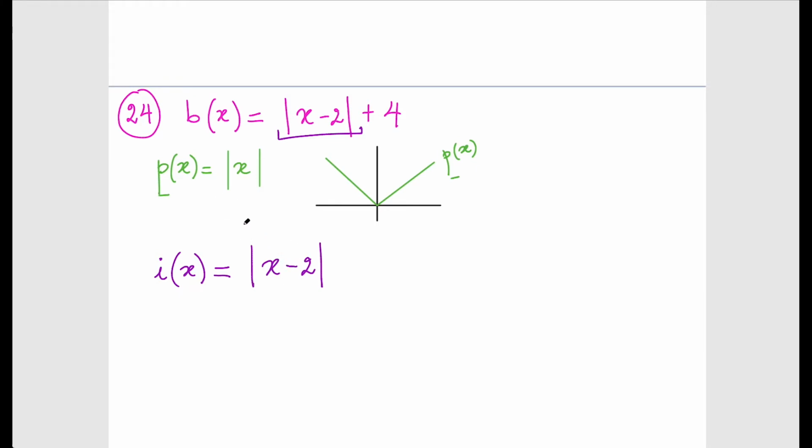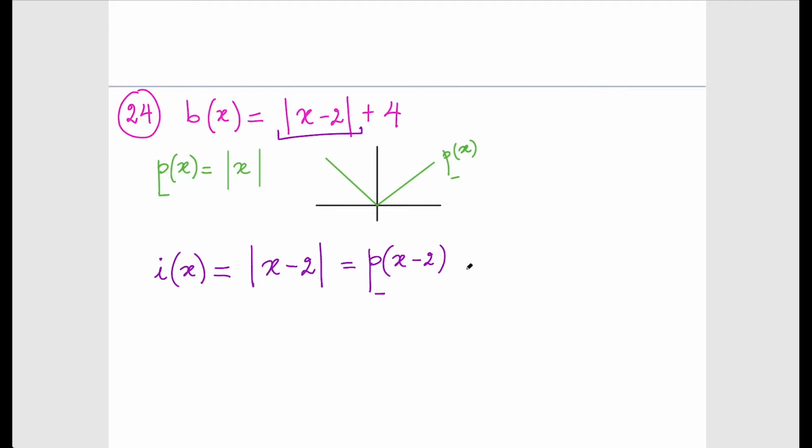We discussed this earlier. If P produces the absolute value of the input, and I want the absolute value of x minus 2, then this input better be x minus 2, correct? So algebraically, I of x is simply P of x minus 2. Make sense? One more time: I of x is absolute value of x minus 2, and I want the input to be x minus 2, so it becomes P of x minus 2.